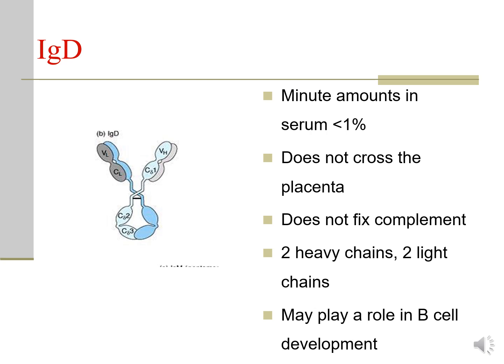It does not cross the placenta. It does not fix complement. And it's a monomer. It consists of 2 heavy chains and 2 light chains. And like I said, it may play a role in B cell development, but again, it is the least understood of all the antibody classes.